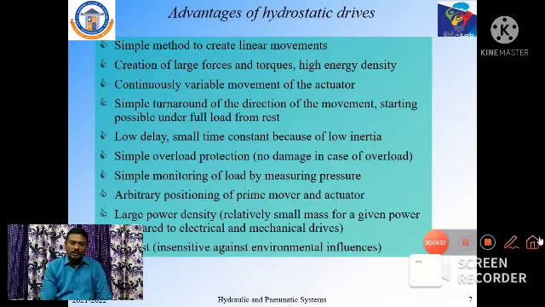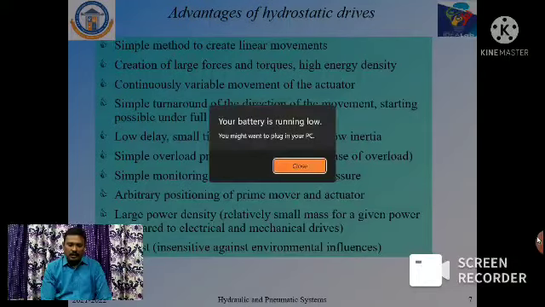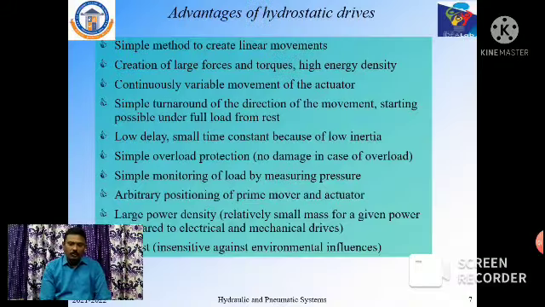Advantages of the hydrostatic system: a simple method to create linear movement, creation of larger force and torque, high energy density, continuous variable movement of the actuator, simple turnaround of direction, starting possible under full load and at rest, low delay and small time constant because of low inertia, simple overload protection with no damage in case of overload, simple monitoring of load by measuring pressures, arbitrary positioning of prime mover and actuator, and large power density with small mass for a given power compared to electrical and mechanical drives, with rupture incentive against environmental inclination.